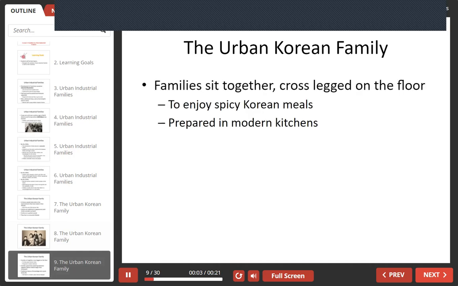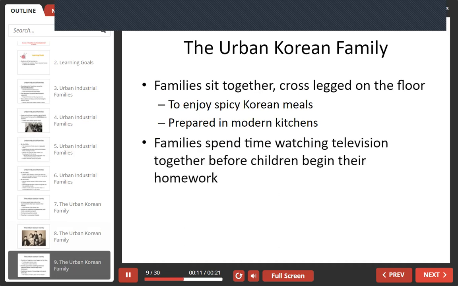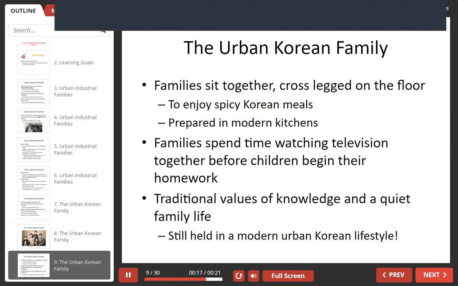Families sit together in an urban Korean family, cross-legged on the floor, to enjoy spicy Korean meals prepared in modern kitchens. And families spend time watching television together before children begin their homework. And this reflects the traditional values of knowledge and a quiet family life.